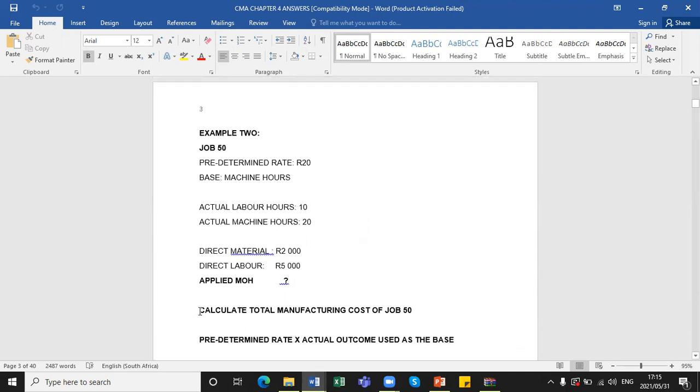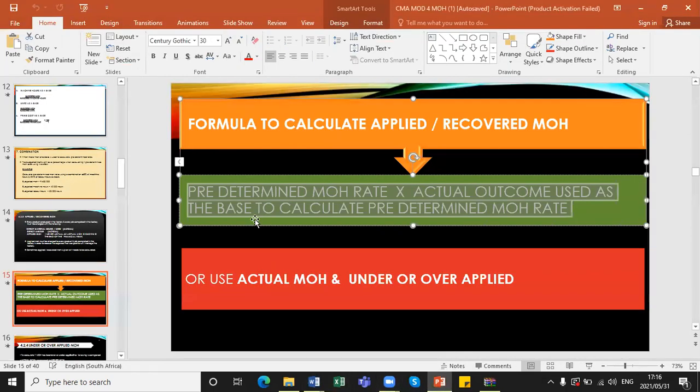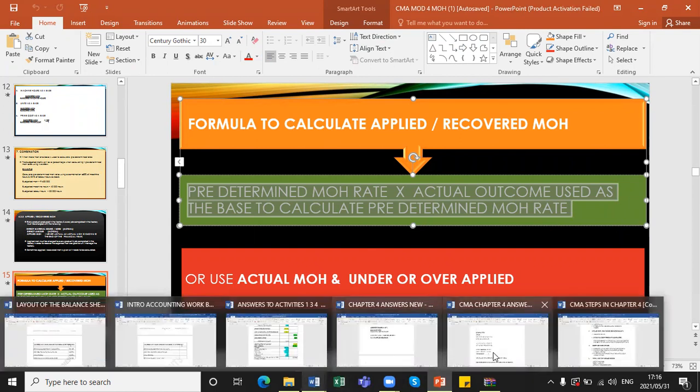Now here, what do they ask us? They ask us to calculate the total manufacturing cost. They want us to work out step 5. But what's missing? Our applied MOH. So we first need to calculate applied MOH. And what's the formula? Predetermined rate times actual outcome used as the base to calculate the predetermined rate.